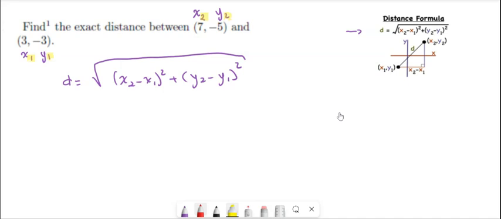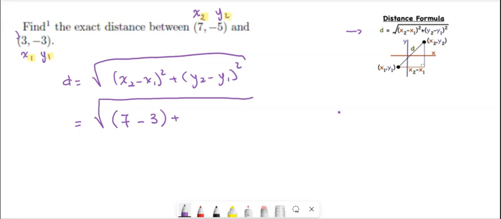Now if I plug it into the formula, this is going to be the square root again, and we have x2, which is 7, minus 3, so the 3 is x1 here, plus we're going to go with the y2, which is -5, and then minus the y1, which is -3. I put -3 between parentheses because there are two negative signs together. Okay, so let's work on the sum of these numbers.